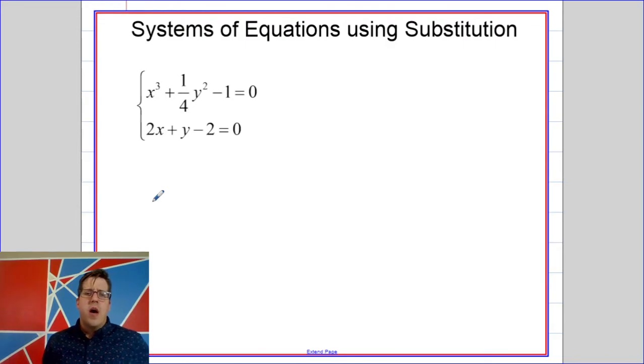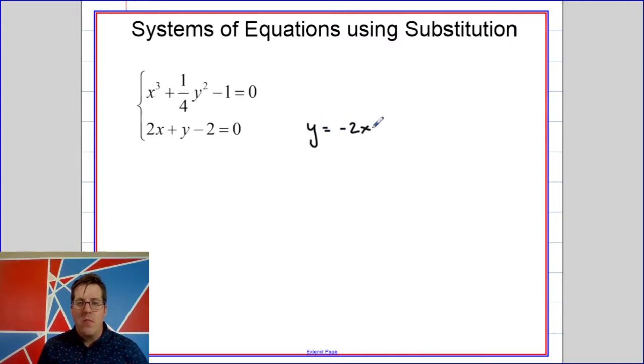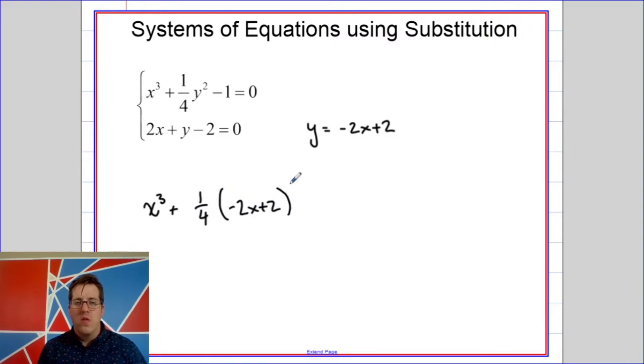We need to start by getting one of our variables by itself. And what makes sense to me is to get y by itself. So y equals negative 2x plus 2. Plug that into the next equation. X cubed plus 1/4 times negative 2x plus 2 squared minus 1 equals 0.